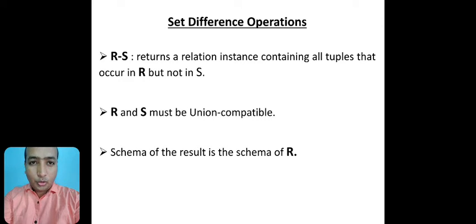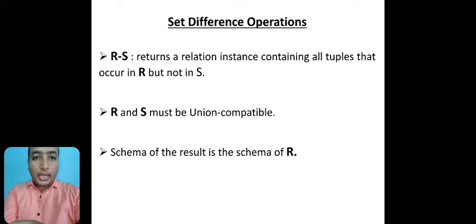When someone works with R minus S, what it returns is important. R minus S returns a relation instance containing all the tuples that occur in relation R but not in relation S, and this is very important. You have a relation R and another relation S, and assume that you have a few tuples in both relations. R minus S returns only those tuples which are present in R and are not present in S. This is what R minus S does in relational operations.